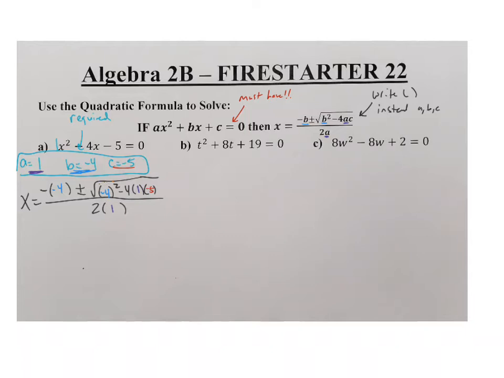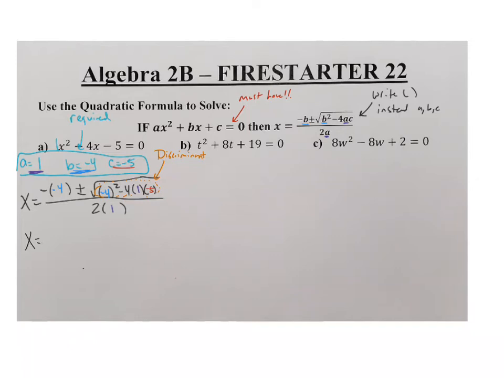So inside the radical is a fancy math word. That little orange box right there is called the discriminant. That's just a fancy math word for whatever is underneath the radical. It does some describing. We'll talk more about that next week. But that's what I do not use my calculator with the radical.